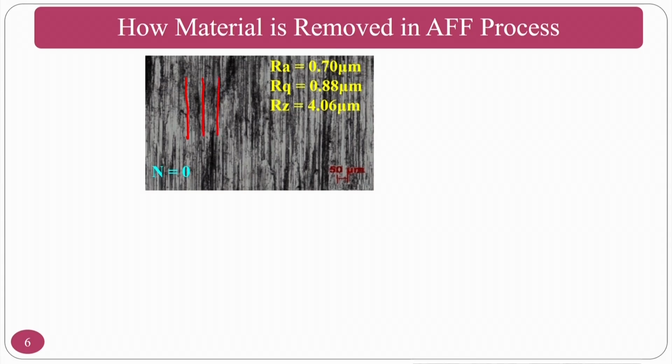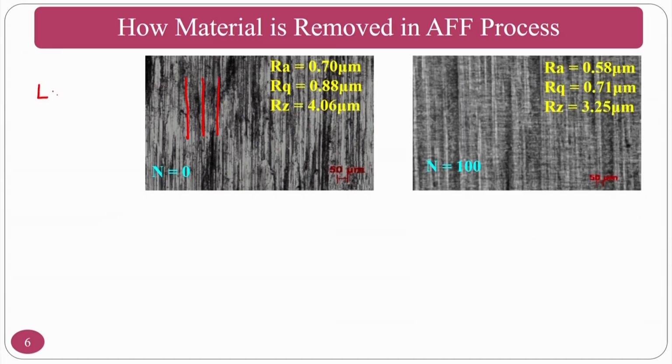This is called lay, which is nothing but the predominant direction of surface roughness in a grinding operation. So after 100 cycles, because you always place your workpiece perpendicular to the medium flow direction. What you have seen, this is your fixture and this is your workpiece, and you are placing them in the fixture again and you are reciprocating.